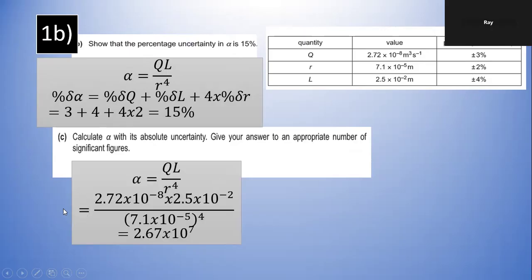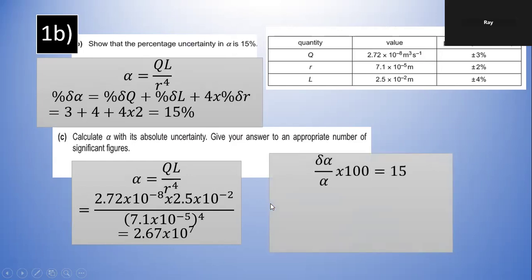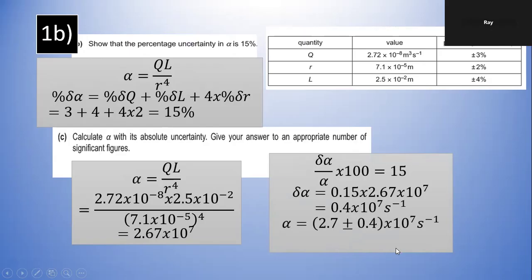Can any comment? Then calculate alpha with absolute uncertainty. Give your answer to appropriate number of significant figures. So alpha, put in your value that you can obtain from here. Calculate out. Then 1.6, this 2.68. 15% is delta alpha over alpha times 100. So delta alpha is 0.4, one significant figure. Any comment or anything not clear?